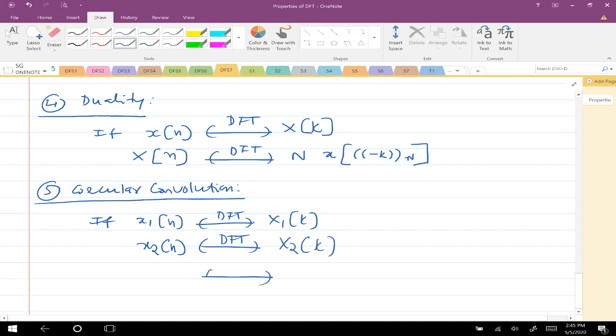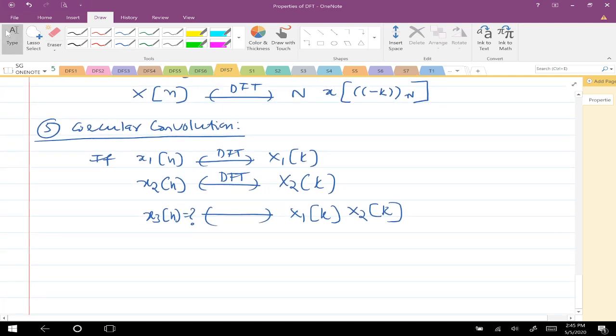Now the question is, suppose I multiply both, as we were doing earlier, and let's call the result x3 of n. What would that be? That's the question. The result would be equivalent to, you could already make some guess here, not at all difficult, you interpret it in terms of periodic convolution. I am doing the same thing here. Hope you all remember the formula for it. If not, refer back to the previous lectures.